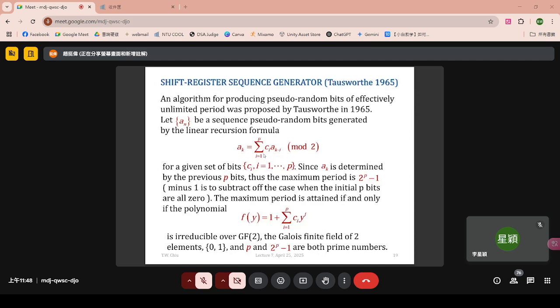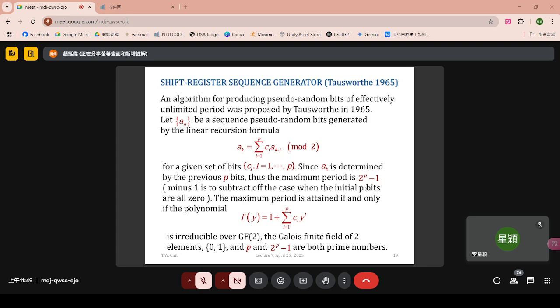The maximum period, of course, is 2 to the p minus 1. If the initial p bits are all 0, then it will be 0 all the way, so this case excludes such a case. That means there are 2 to the p minus 1 possibilities of the p bits. You have to repeat these p bits in order to repeat the sequence of the bits.